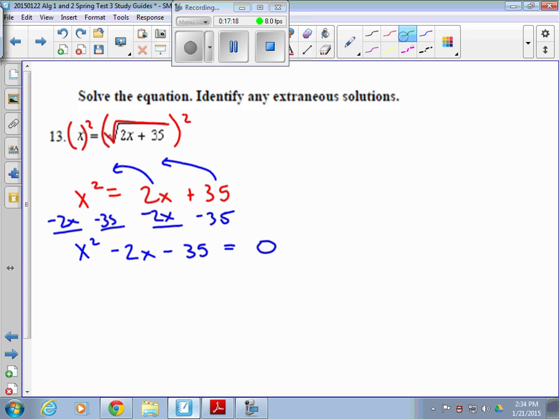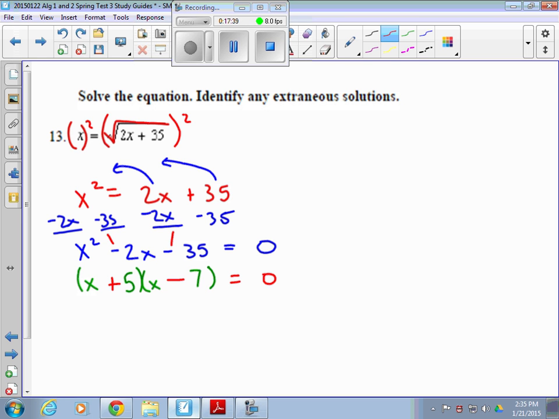What you want to do from there is factor out this trinomial into x times x, and then your factors of 35 are 1 and 35 and 5 and 7. 5 and 7 is a pair you want to use to get to b's value, 2. This sign says they're opposite. This sign says the bigger one is negative. Negative 7 plus 5.